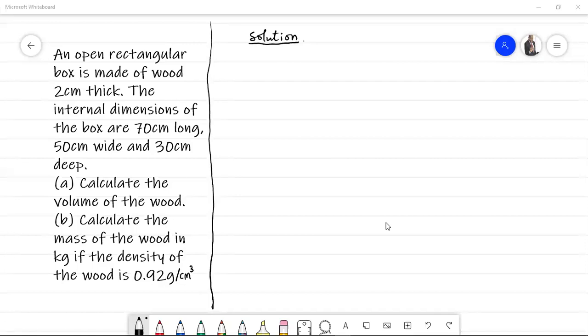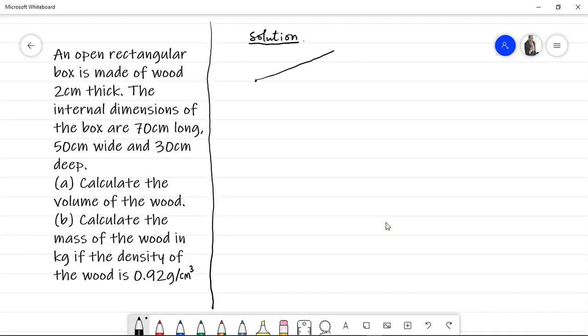Let's take it from there first, for the volume of the wood. Now, what this simply means is that the box is made of wood, so the wood itself has a thickness which can be seen as a volume of the wood. So let's take a diagrammatic representation of what we are looking at.